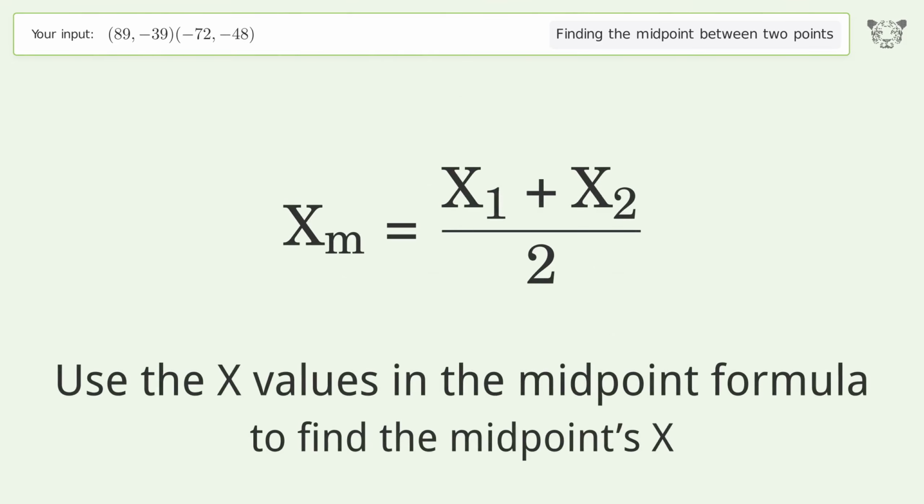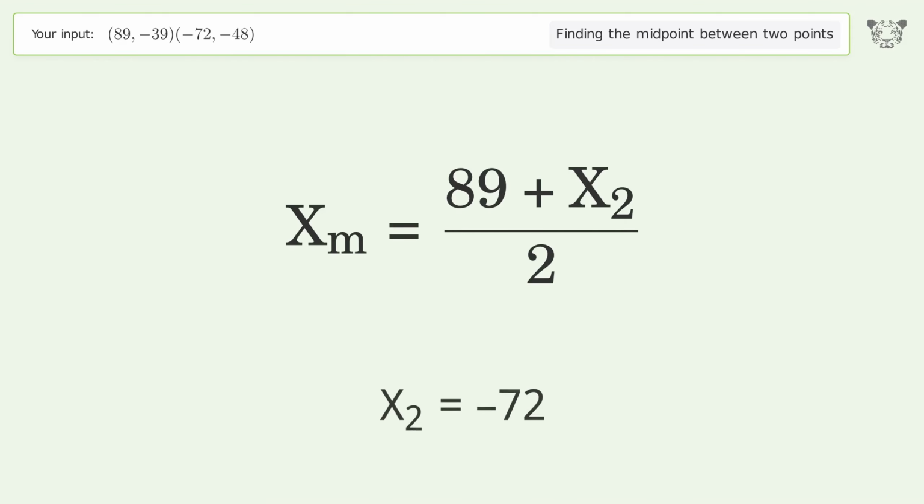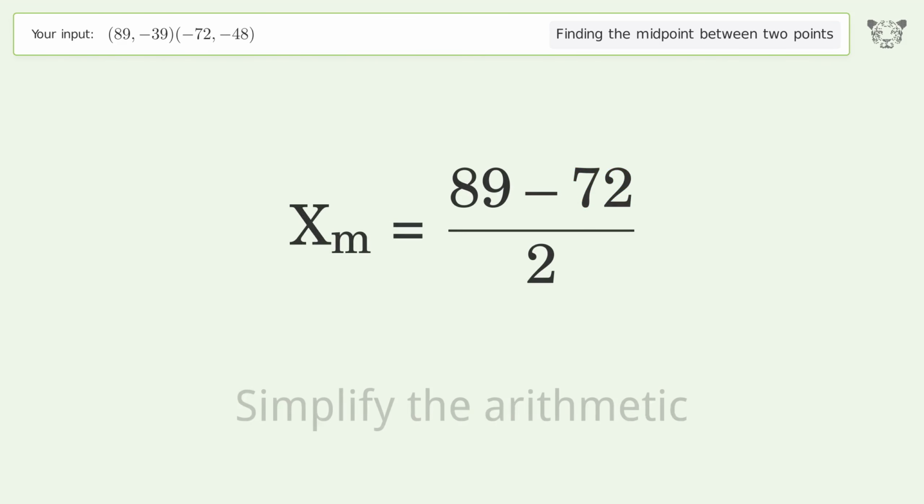Use the x values in the midpoint formula to find the midpoint's x. x1 equals 89. x2 equals negative 72. Simplify the arithmetic.